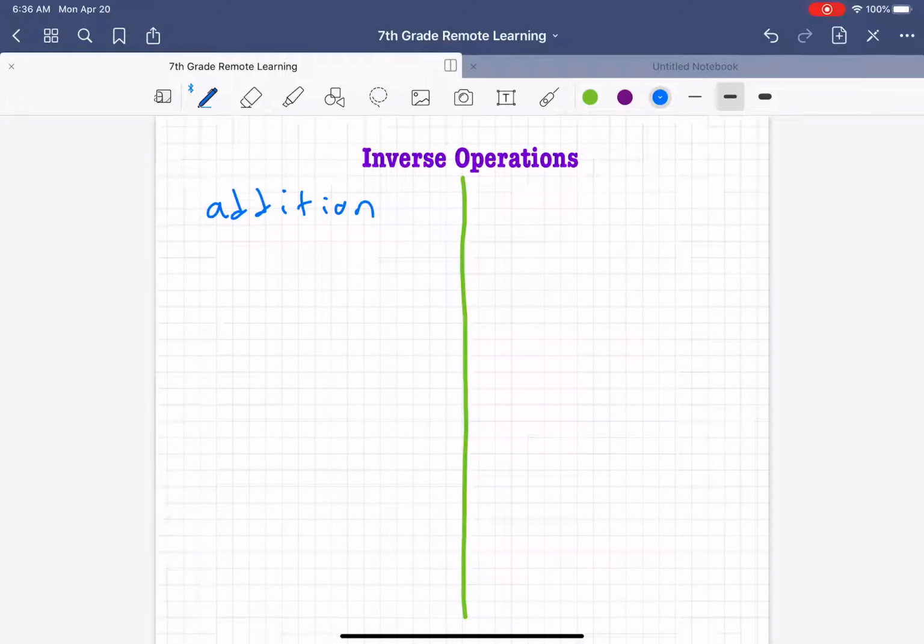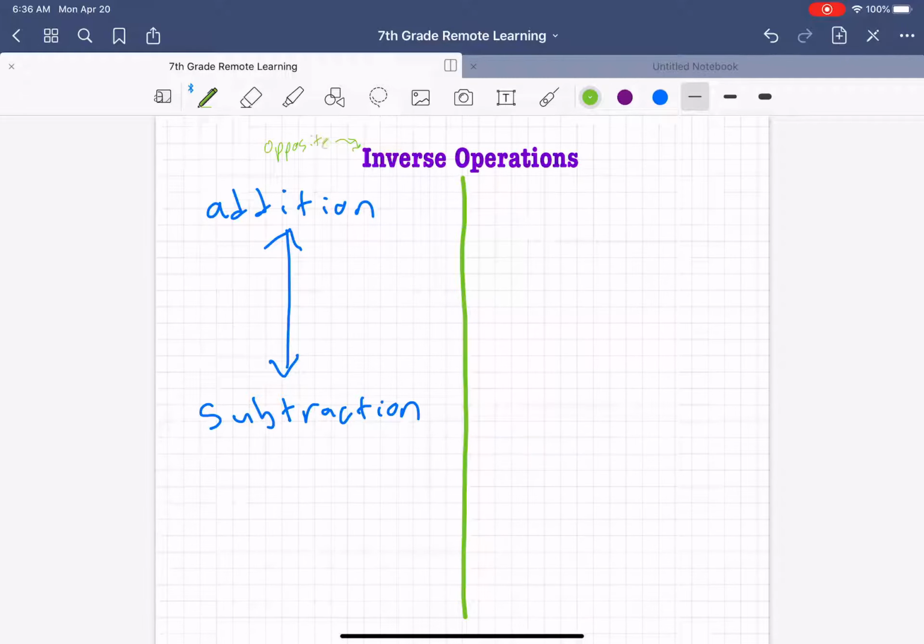are addition, and then the inverse of addition is subtraction, and the inverse of subtraction is addition. So they are each other's inverses, okay? As a reminder, inverse, you could think of it as also meaning opposite. So inverse operations are opposite operations. They're operations that undo each other.